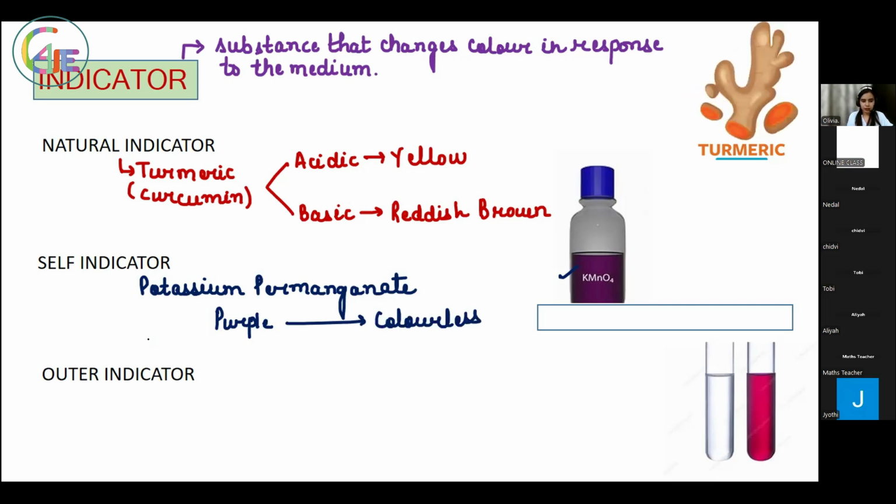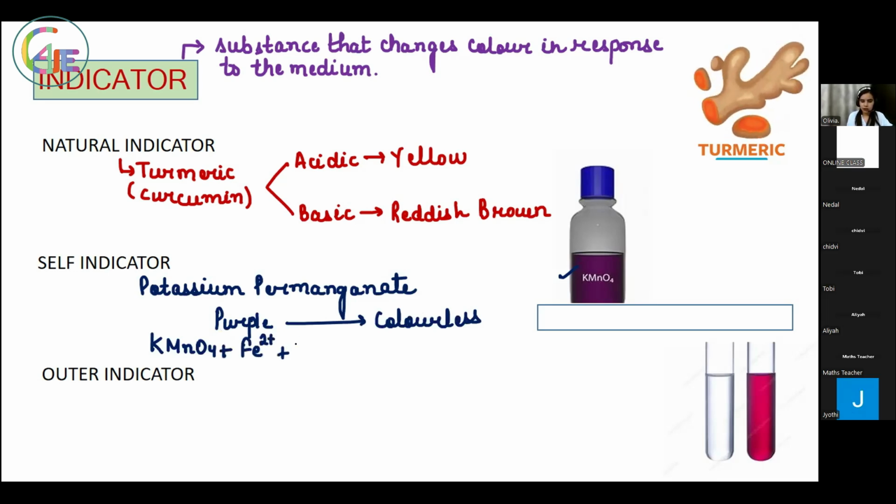I can better write down the equation. KMnO4, when it reacts with the iron, converts into Mn2+. So here it is purple in color, but as soon as it is reduced into Mn2+, it converts into a colorless substance.